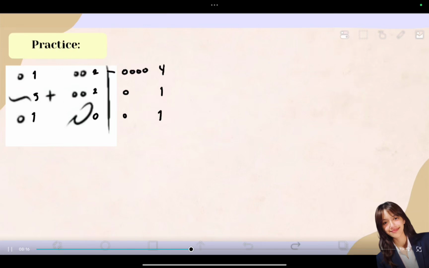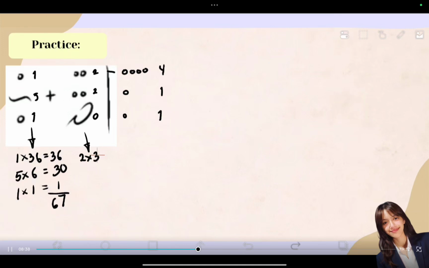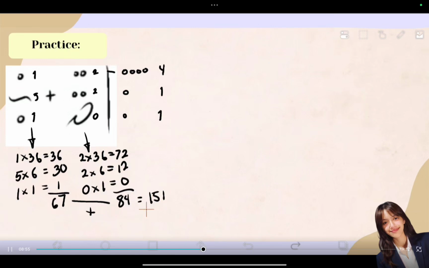Again, we can check this by converting it to base 10. So, let's convert. And again, we just add all of it, and we will have 67. We will do the same here. Because this is that one, and this is that one. We will add these three again, resulting in 84. Now, we add these two, and what we get is 151.